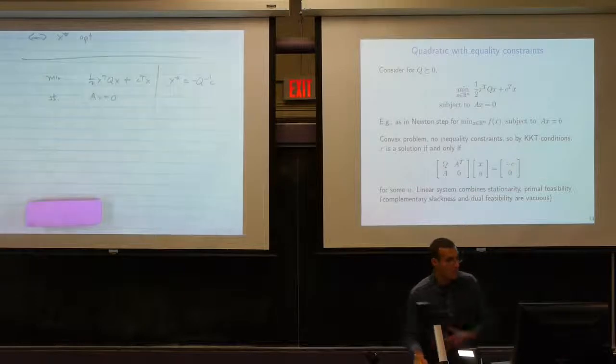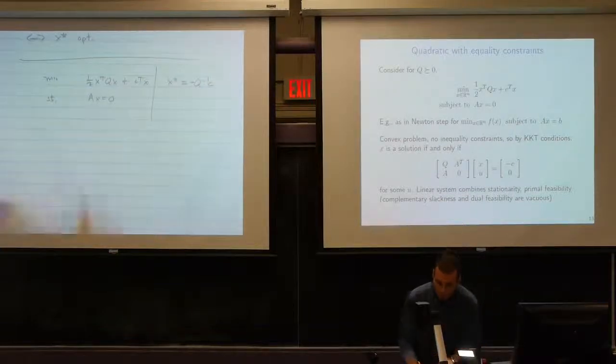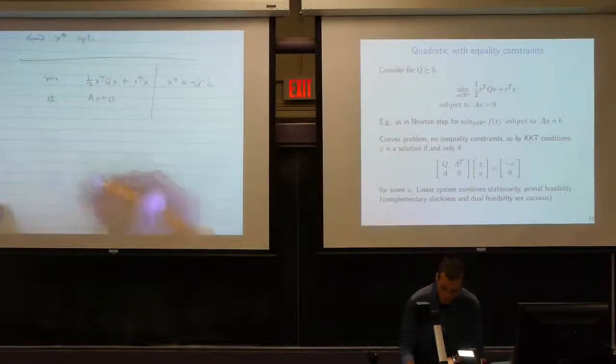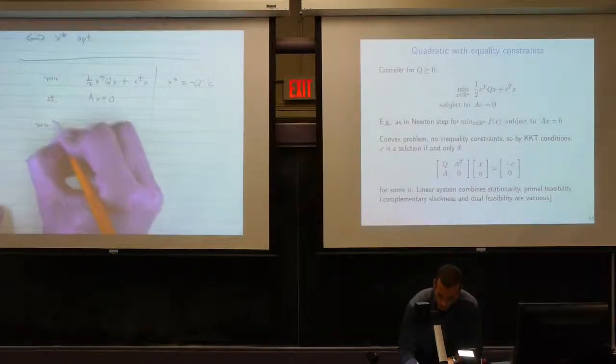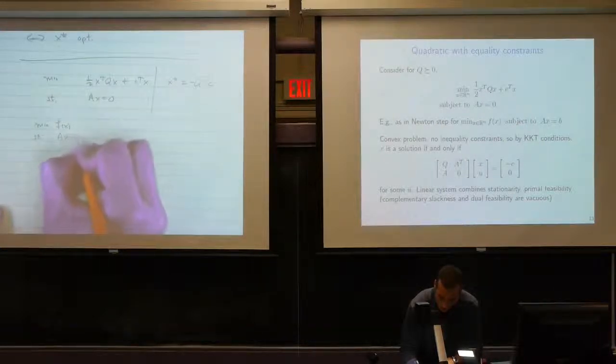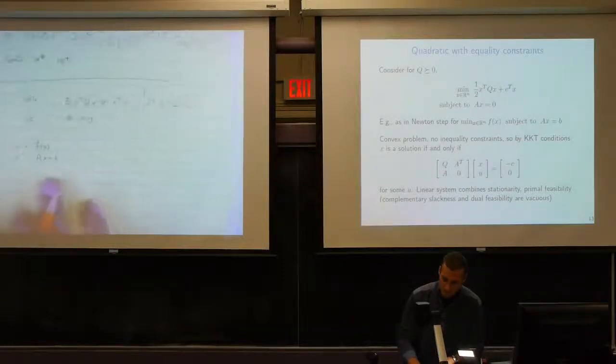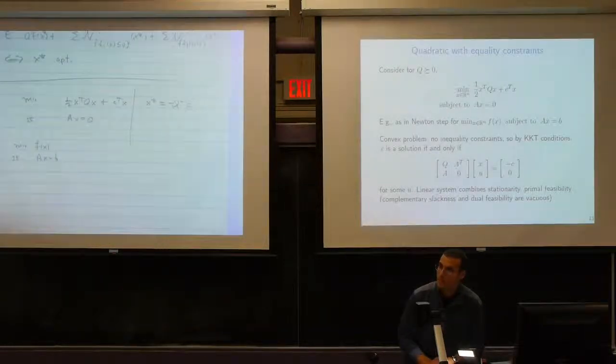Well, maybe it comes up in some context out of some scientific problem. But in terms of optimization, it also comes from doing equality constrained Newton's algorithm. So if I have this problem, minimize f of x subject to Ax equals b, and I do Newton's method for this, then every iteration of Newton's method, I'm solving a problem like this.